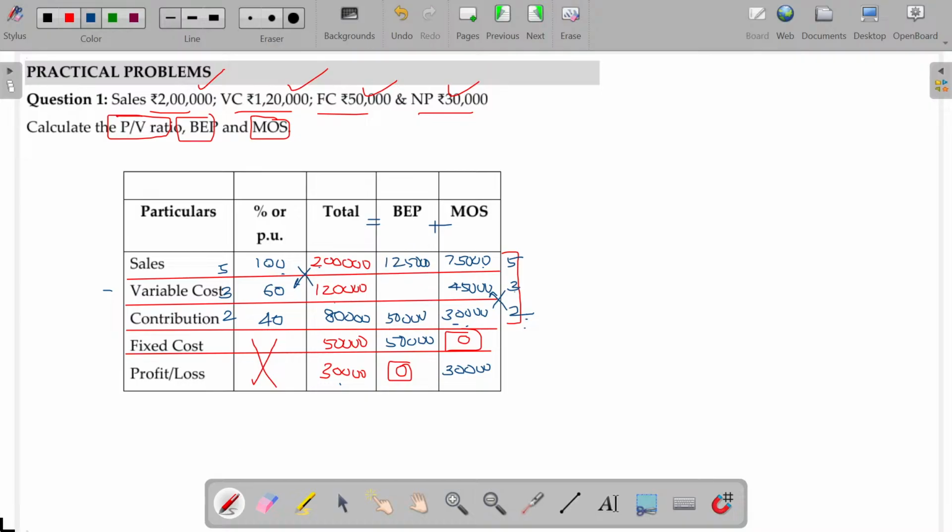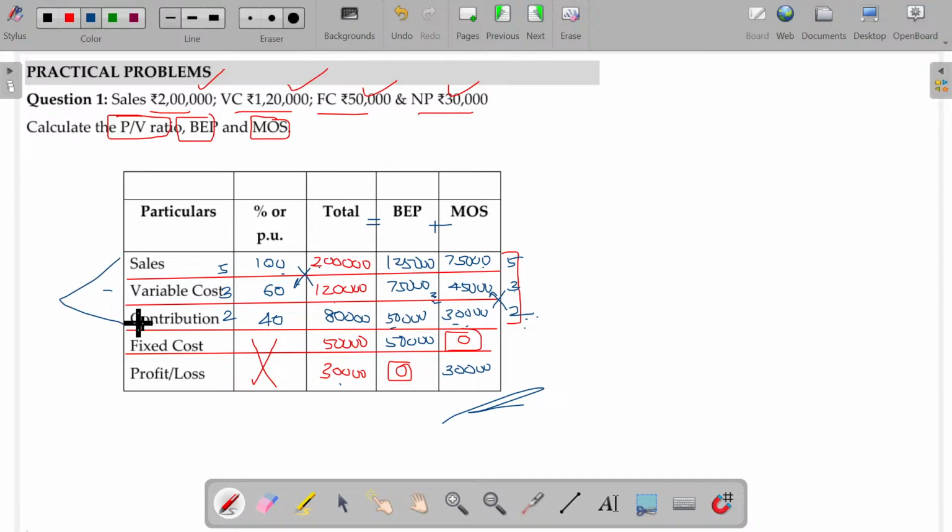Is that okay? You can calculate this way, or you can calculate the same way how we calculated in case of MOS. In case of MOS, we calculated using the ratios 2, 3, 5. The same ratio can be used here. 50,000 is assumed to be 2 shares. And what about the variable cost? This is 3 share, this is 2 share. This will be 75,000 and this will be 1,25,000. Is that clear?